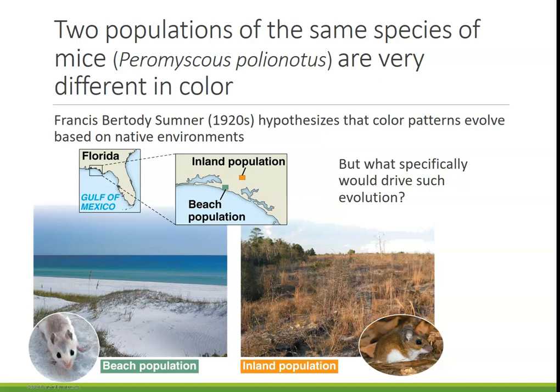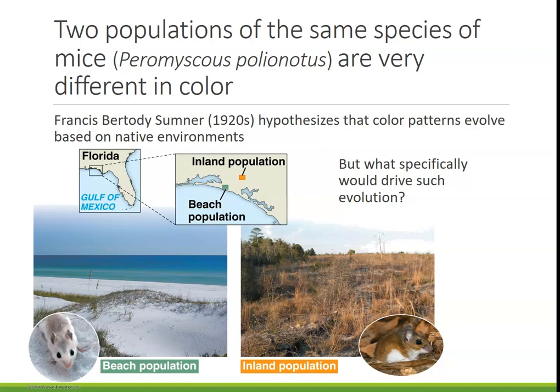And so he thought to himself, what would specifically drive such evolution? So I want you to think about this. If there were two different populations of mice in two different areas that were two very different colors, what explanations might you propose as to why there are these two different colored populations?